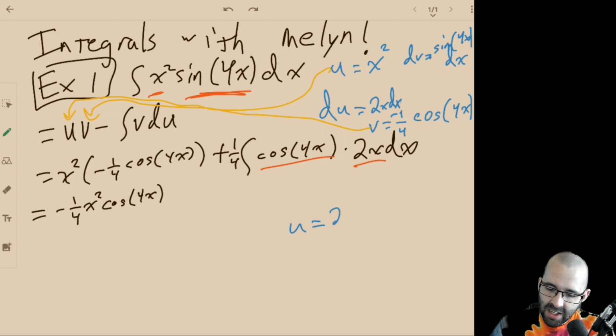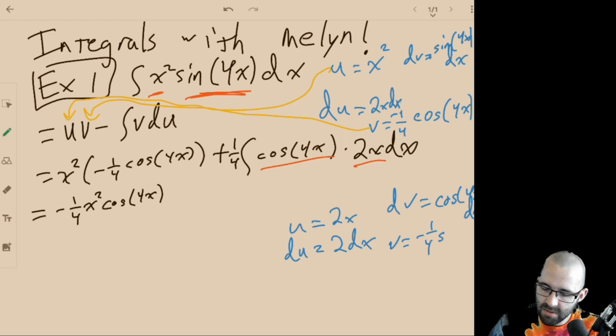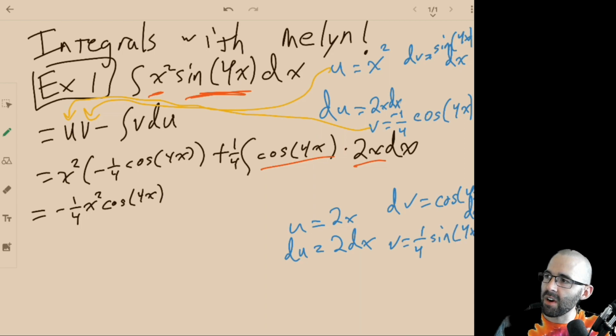The u is just going to be 2x. du is going to be the derivative, which is just 2 dx. dv is the other thing, the cosine of 4x dx. And so v is going to be the antiderivative, which will also not have enough room. It's going to be, again, negative 1/4. Oops, positive this time. Antiderivative of cosine is positive sine, so it's going to be positive 1/4 sine of 4x, like so.